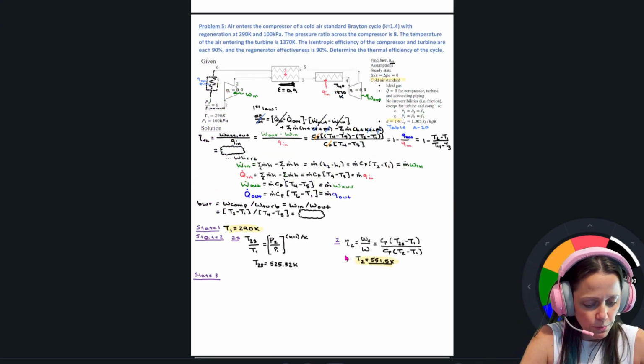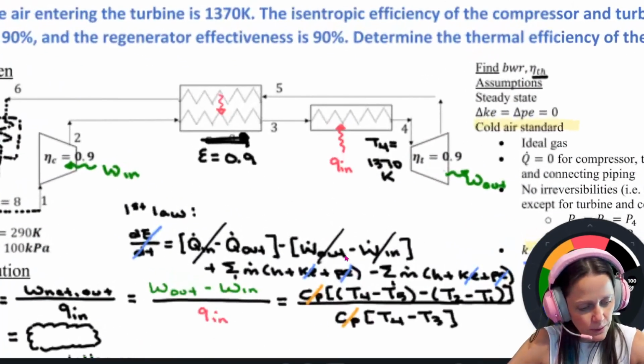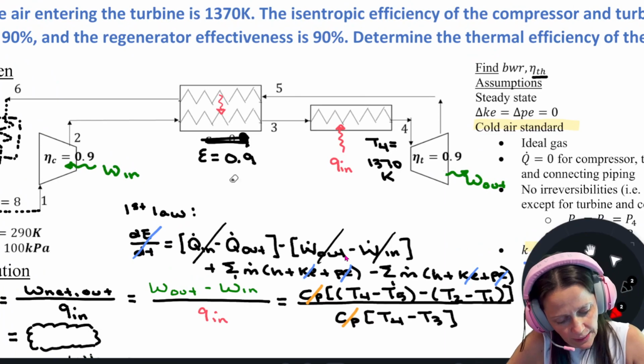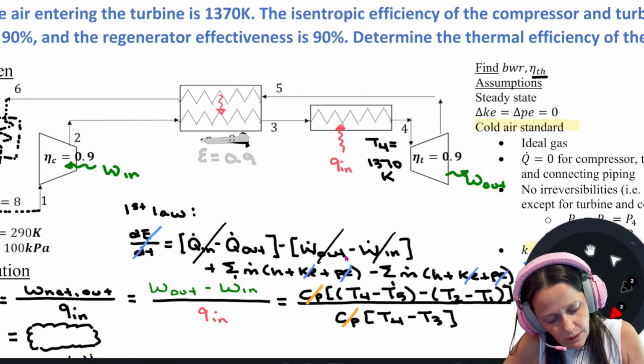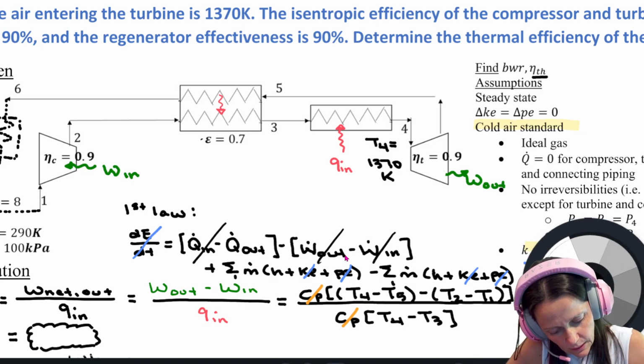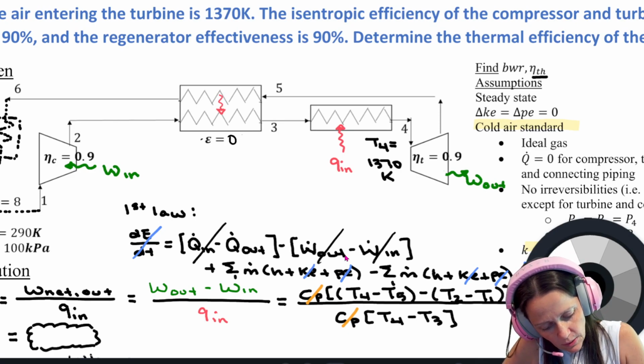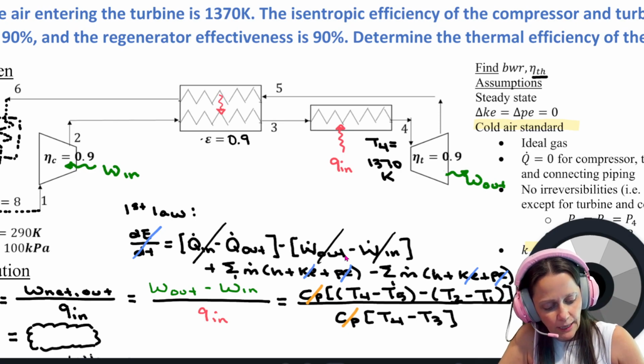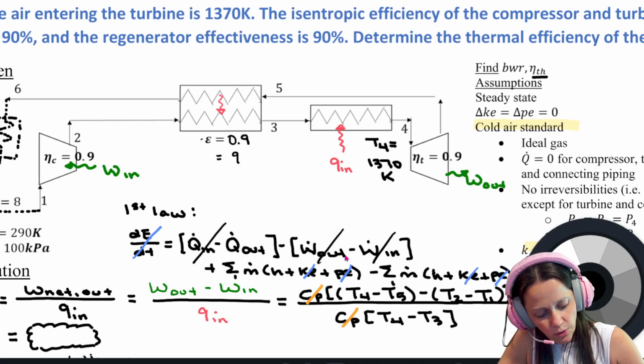All right. So my regenerator, I know this guy. In fact, I think I'm going to erase this, clean that up a little bit. Yes, I know it's going to be 0.9. And I know that this is Q regen over Q regen max.